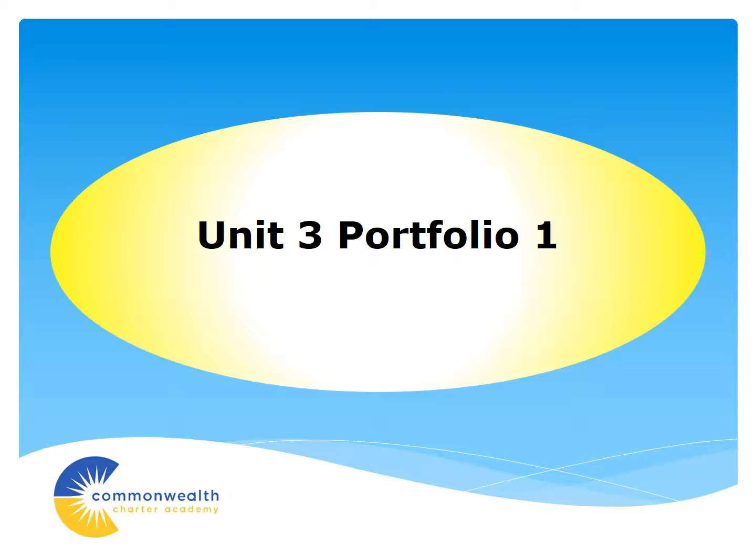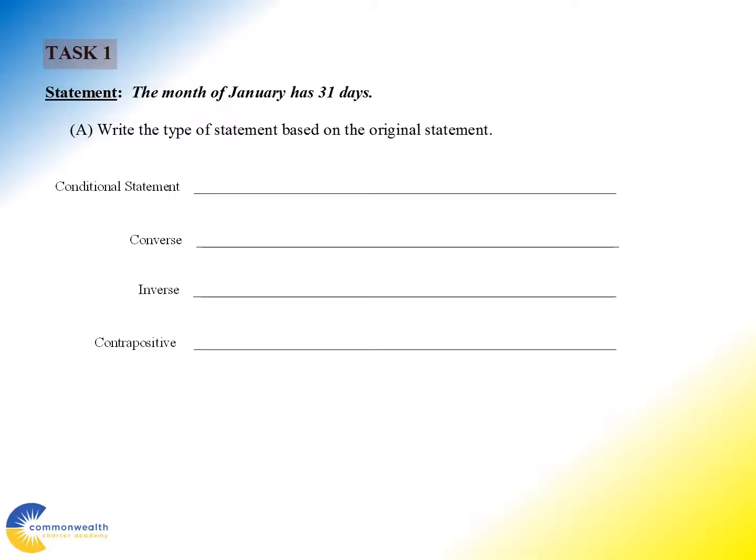So for Unit 3, Portfolio 1, your first task was to take the statement that says the month of January has 31 days and write the type of statement based on the original statement, which means a conditional statement. We have to write an if-then statement. That goes in the same order as what we see up there. We should be mentioning the month being January and then it having 31 days being the conclusion. Converse, inverse, and contrapositive are all if-then statements too, but they're basically manipulations of the conditional statement.